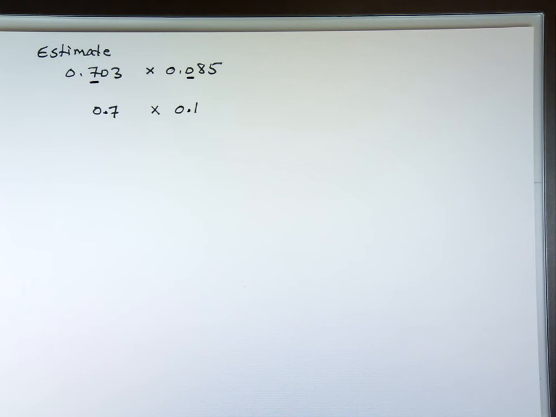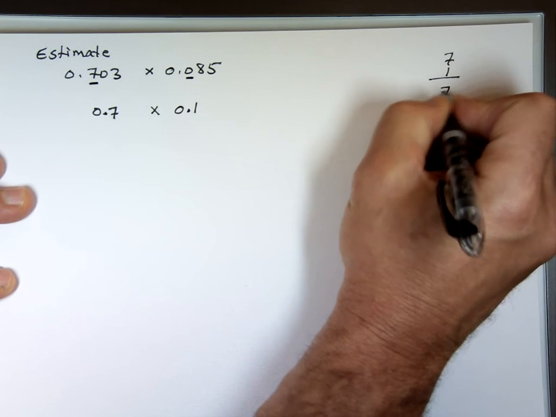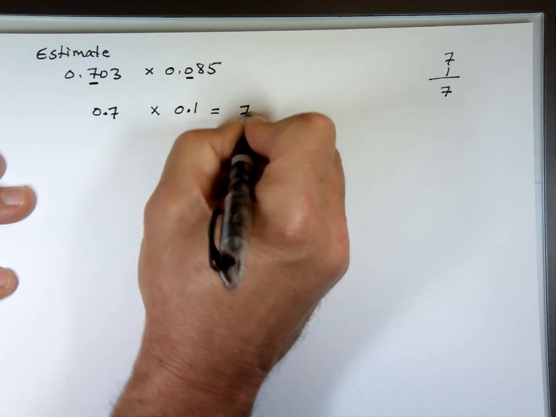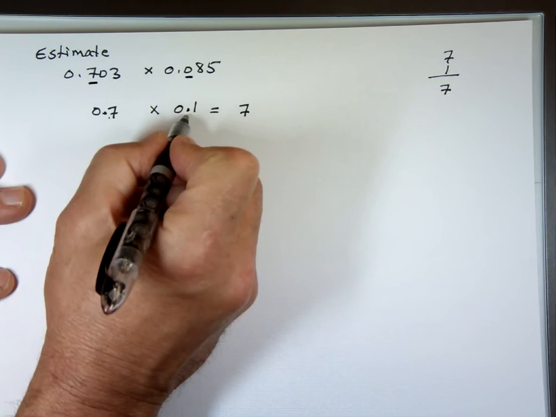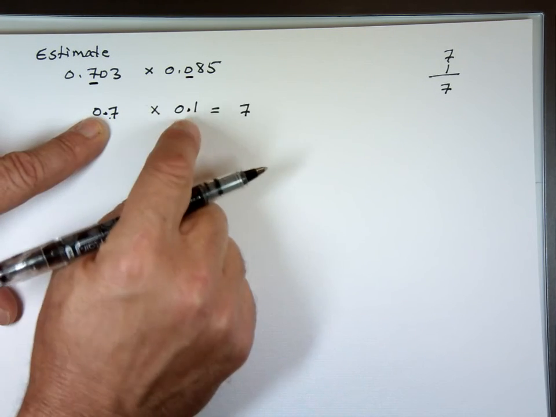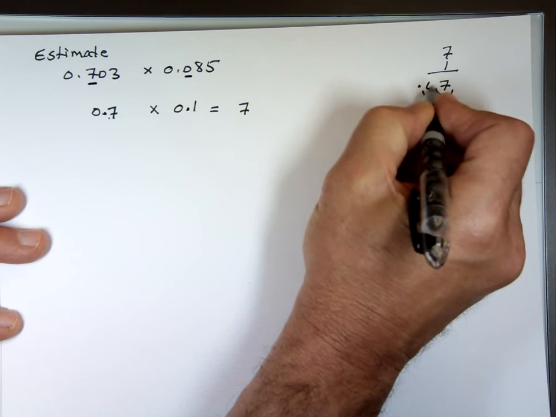Now let's multiply. What's 7 times 1? 7. Move the decimal point how many places? There's one digit, there's another one. I'm not using these, I'm using these numbers. So it's 1 and 1, that's how many places? 2. So it should be 0.07.